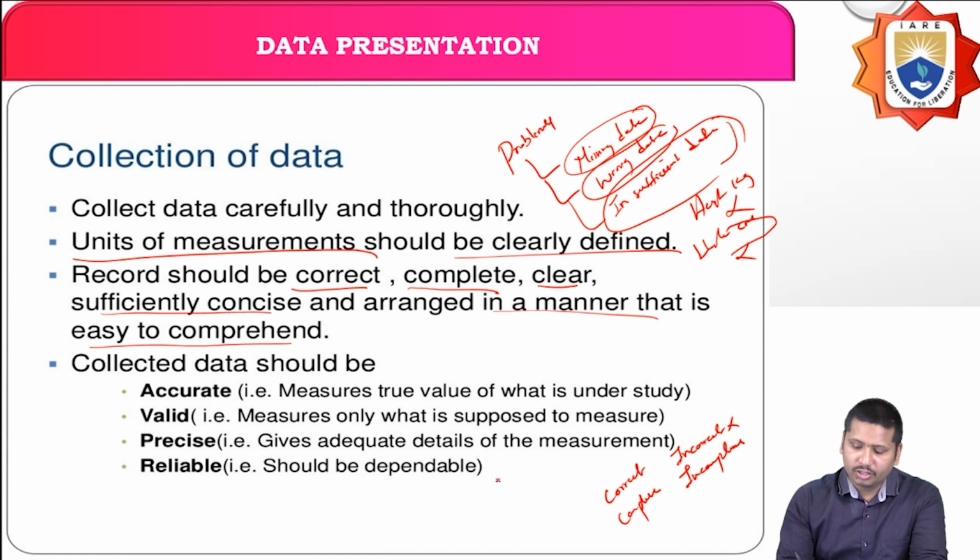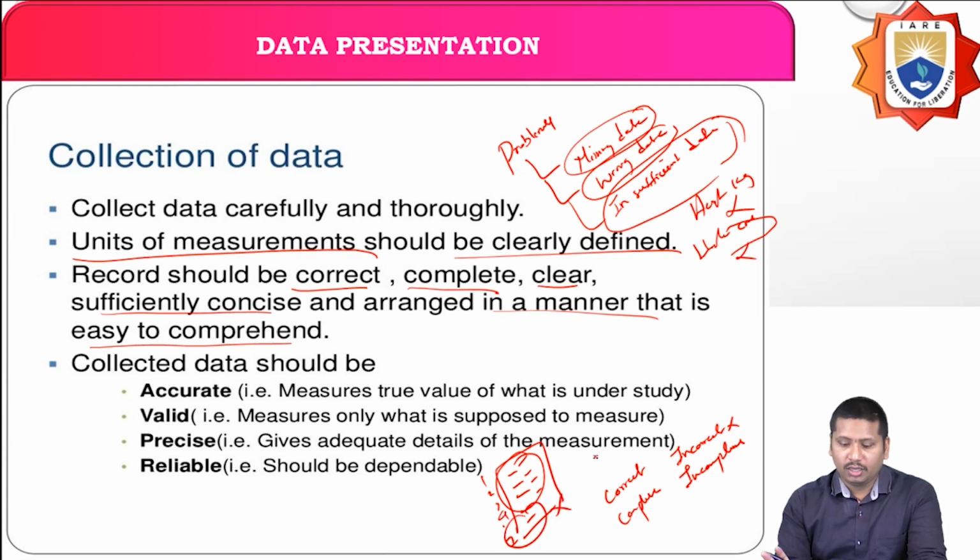So complete means, suppose I take 7 rows that are defined, then in those 7 rows all the data should be present. Otherwise, getting only 4 and not obtaining the rest should also be considered. And the data should be clear, with a clear understanding of the data and the measurements, and arranged in an organized manner.